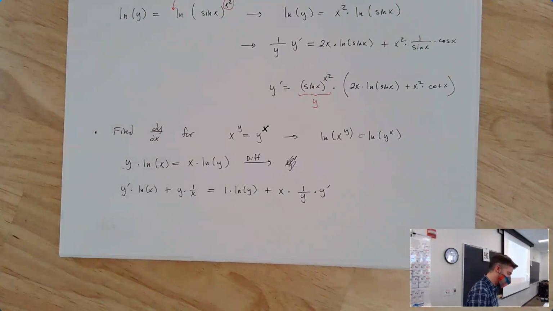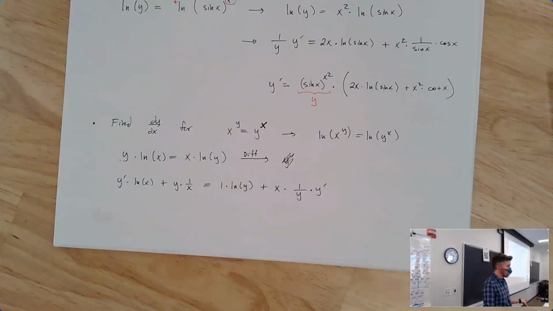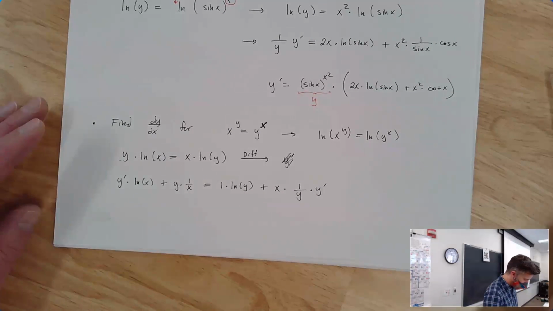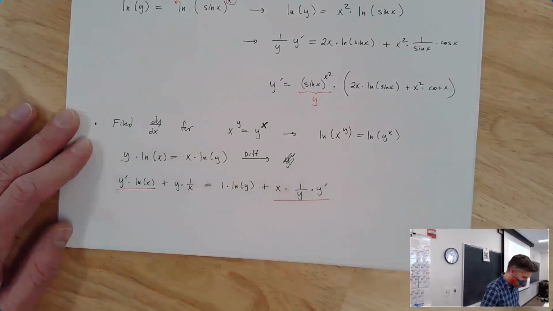Yeah, you could do that. Sometimes people like to multiply everything by a common denominator to make it a little easier. It's probably a little dicey here since x and y are both variables. It might not really be kosher to do that. So I'm going to just collect the y primes on the same side.